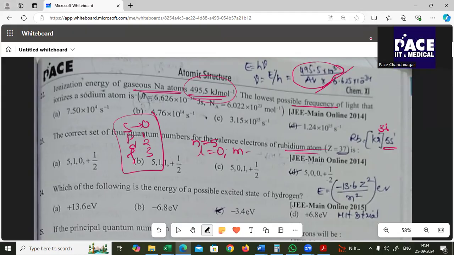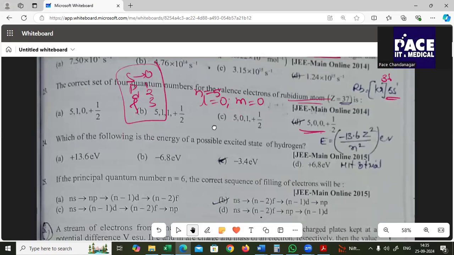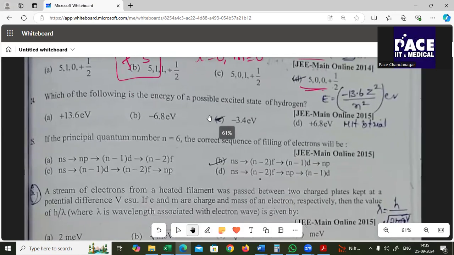If L is equal to 0, M also will be 0, because M values go from minus L to plus L. So M is also 0 here. Then 5, 0, 0, that's it. You got your answer and half here, right? Because spin quantum number is always either plus half or minus half, depending on which electron it is. And now question number 24.